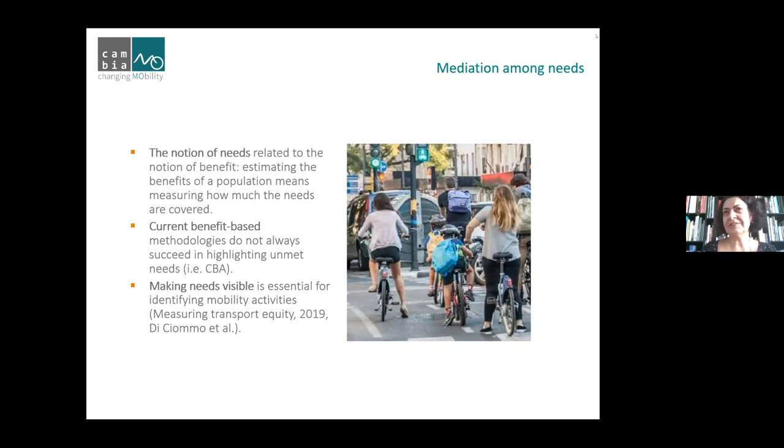Like we have seen before for travel time saving, the low income people were not considered enough, even when we try to change the basic mathematical values for evaluating that. Making needs visible is essential for identifying mobility activities. And this is as well important, because this is why we do infrastructures, just to answer these mobility activities. So we are not marginal with respect to the core and essential aspect of the evaluation of the infrastructure.